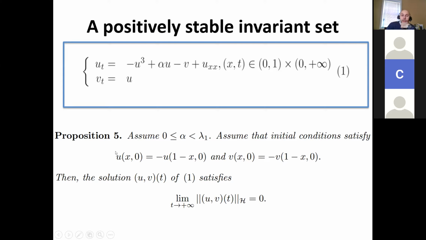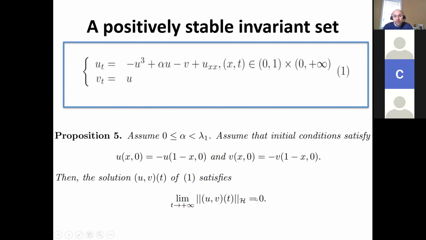But if you take these special initial conditions, as you see, for example, if you take the integral between 0 and 1 of u at time 0, it's 0. And the same for v. Then by symmetry, this will remain true. And then you can prove that if alpha satisfies this, you're going to 0.